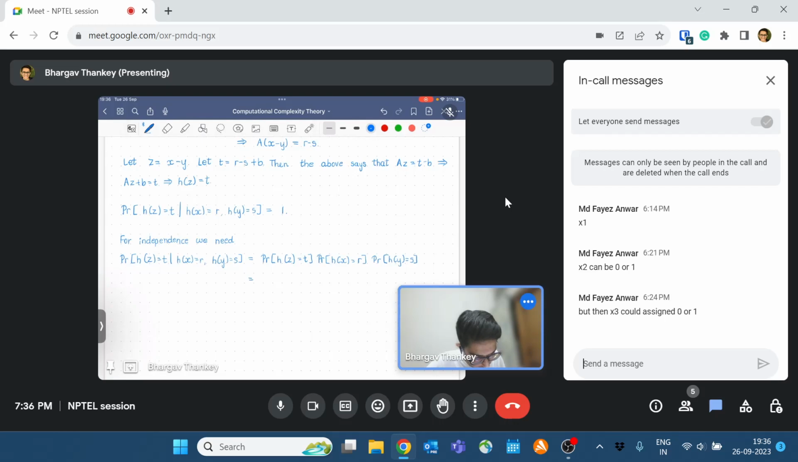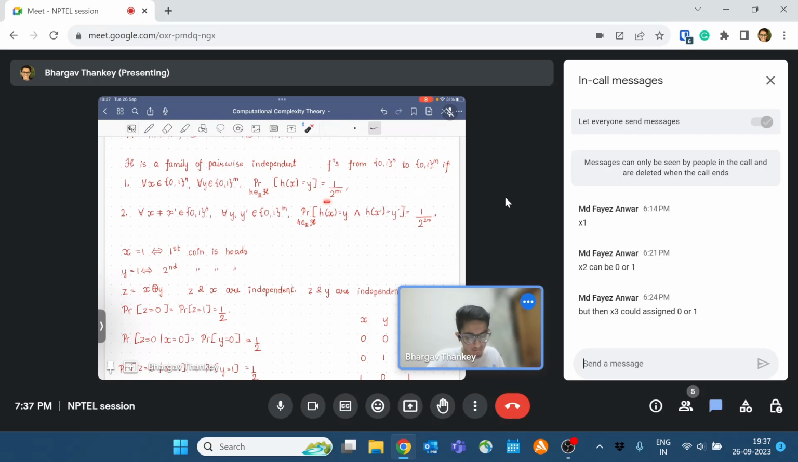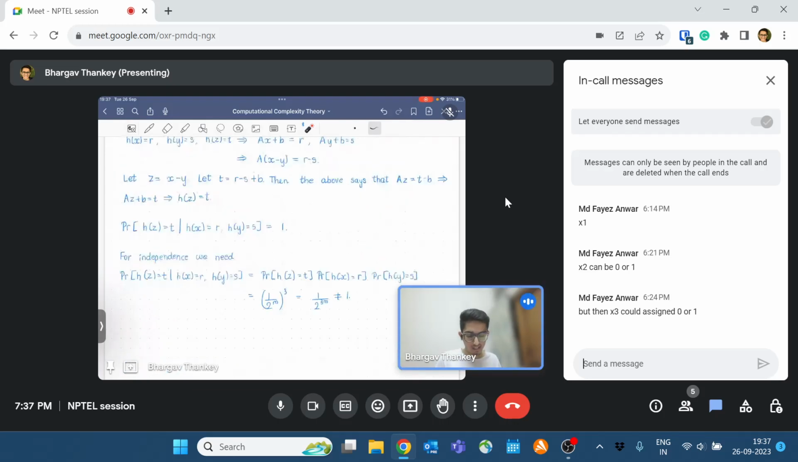But what is this? This is 1 over 2 to the n. Because each and every independent event, each and every individual event, has probability 1 over 2 to the n. So there exist X, Y, Z, R, S, T such that these three events are not independent.